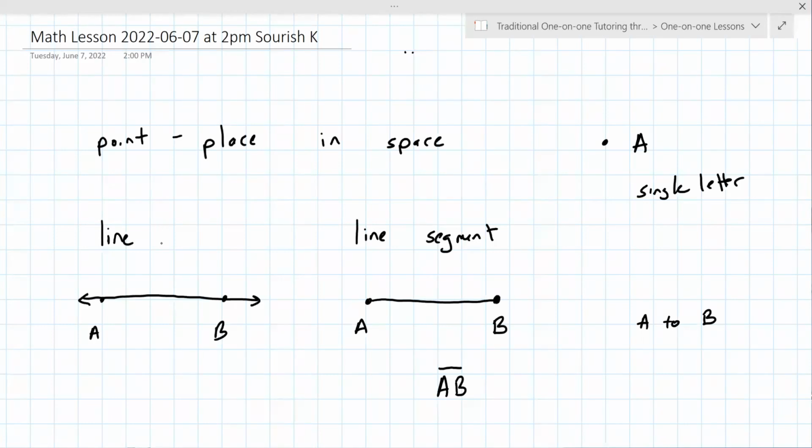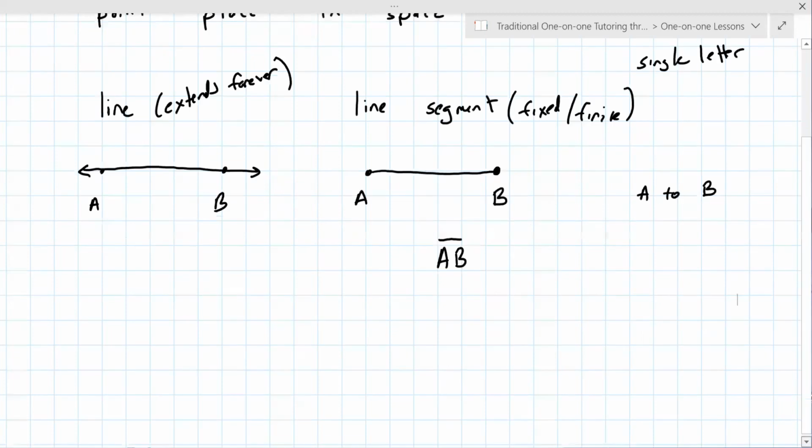So a line extends forever. And a line segment does not. It's fixed or finite. And the definitions here are not that important, but one of the things we have to really be careful of is using the right language. So the line extends forever and the line segment does not. Let me clear the screen here and just give you some more information.